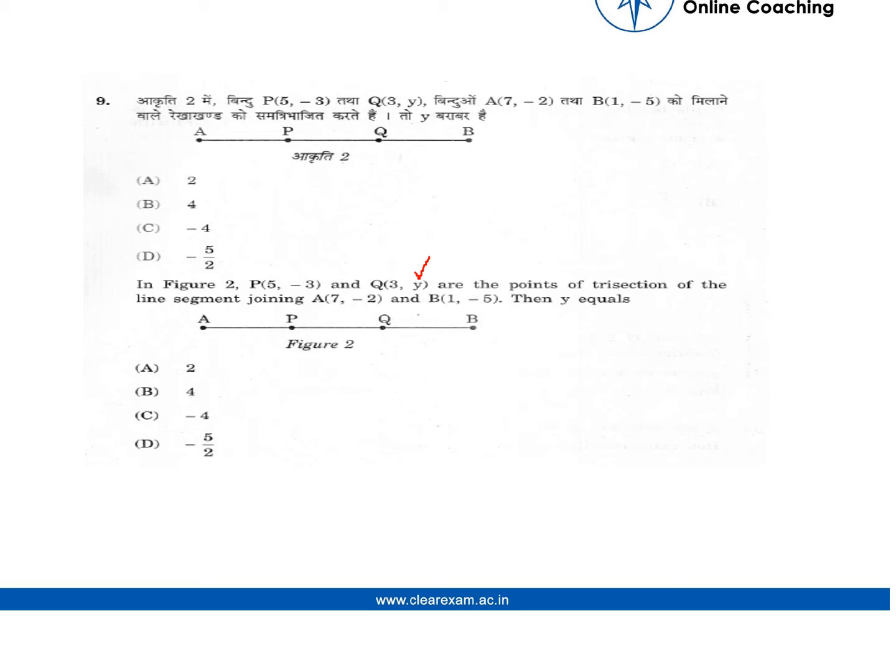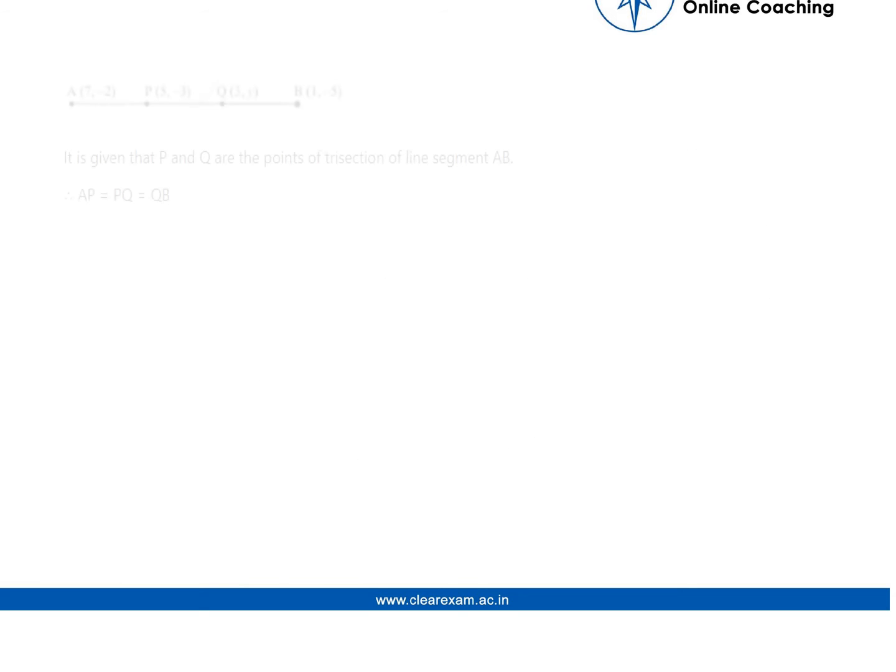So I advise you to draw it in your notebook when you solve this, and write down the coordinates of each and every point. And you have to understand that when two points trisect any line segment, you have to see that AP will be equal to PQ is equal to QB. So these all line segments are equal, which is written here also.